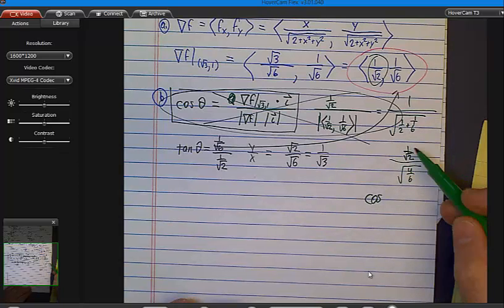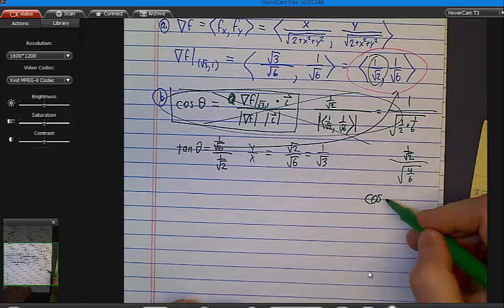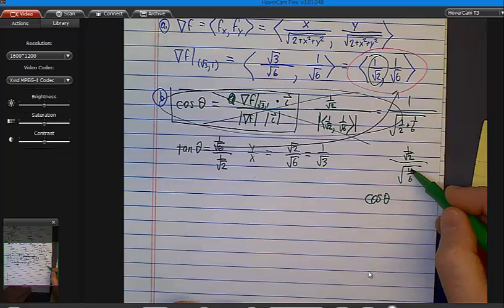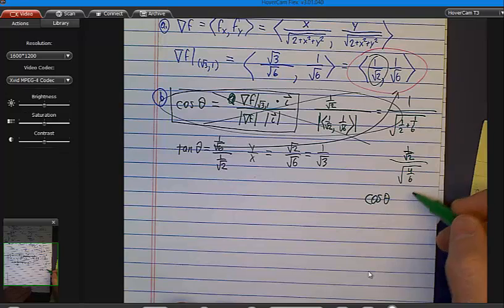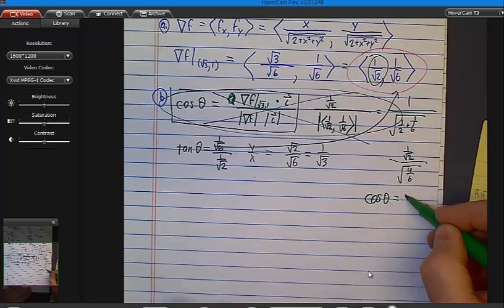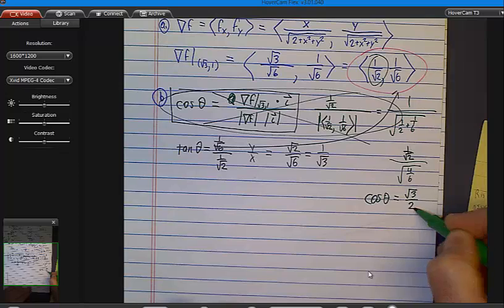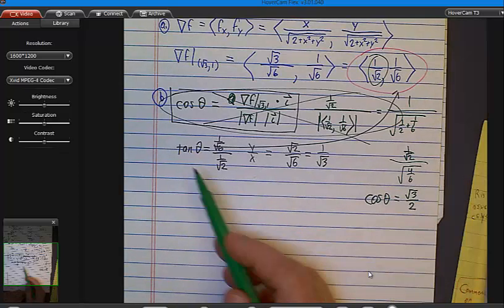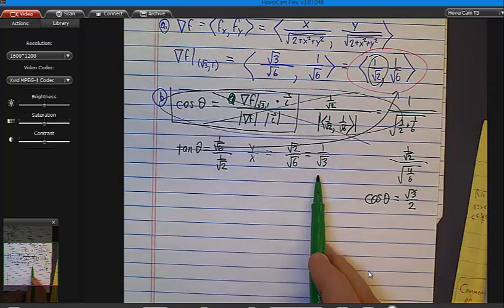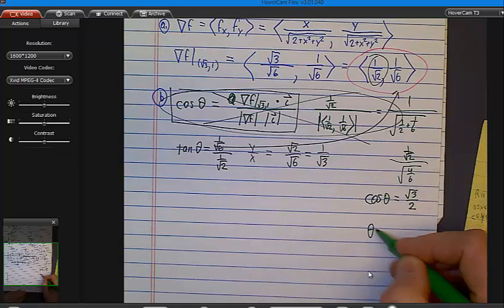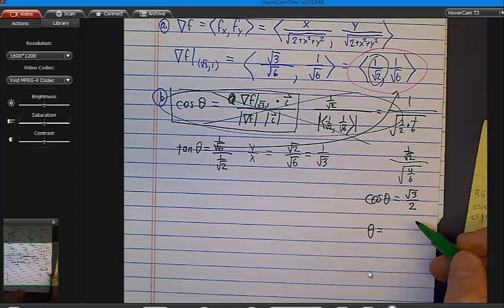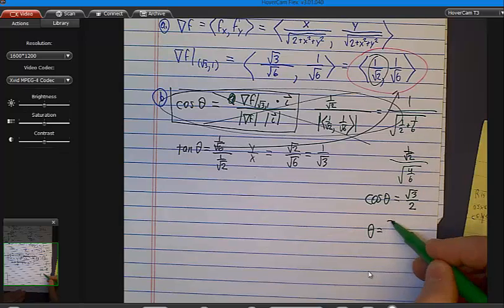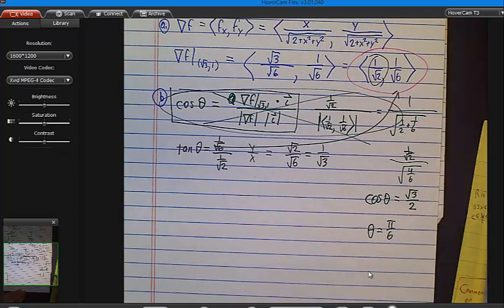So we have 1 over square root of 2 divided by 2 over square root of 3. So what you get is that the cosine of theta has to equal the square root of 3 over 2. And that's the same as the tangent of theta being 1 over the square root of 3. In either case, do you guys get that theta is 30 degrees or pi over 6? Is that what we got?